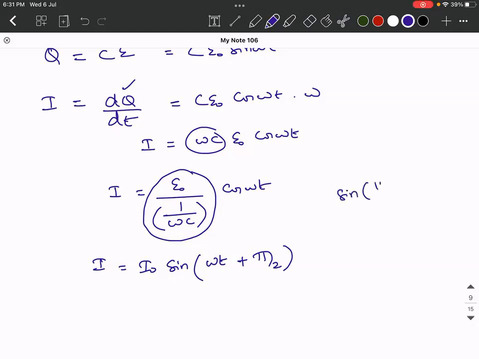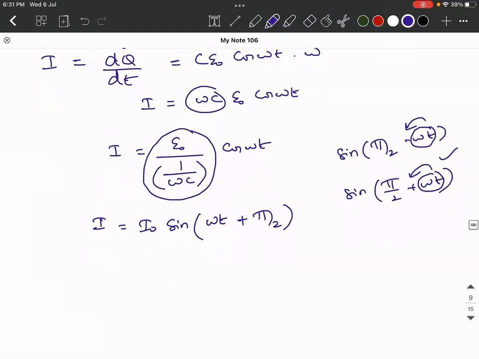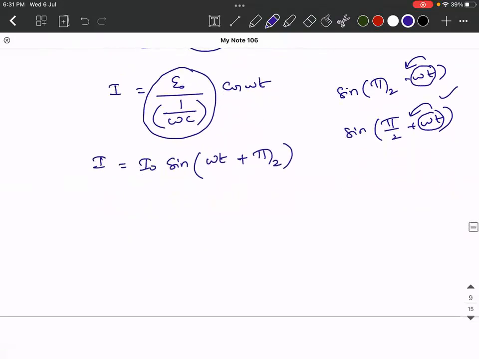I could have either written it as sine of pi by 2 minus omega t or sine of pi by 2 plus omega t. But why did I choose the second one? Because I want omega t to be positive. That's what the input value tells me. So here also I want omega t to be positive. So I is equal to I naught into sine of omega t plus pi by 2.